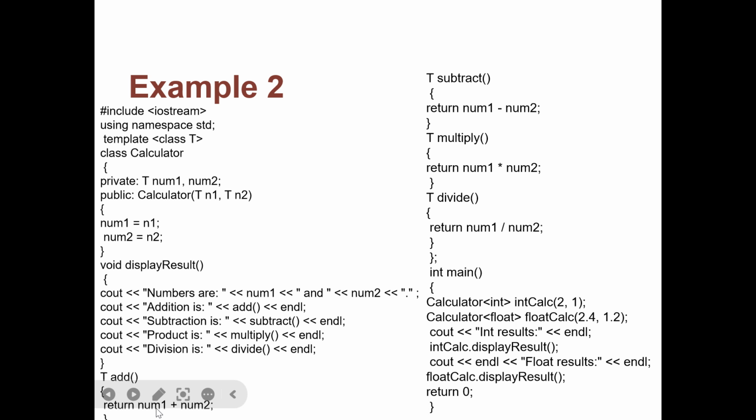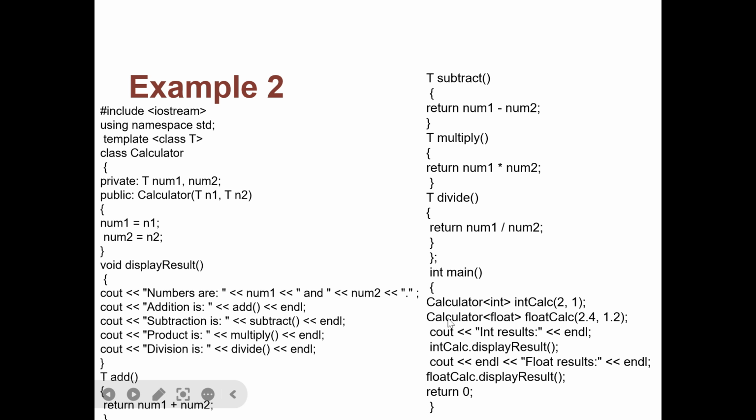Here we have n1 plus n2, both will be added and then stored in the add function. The next ones are subtraction, product and division. Okay, so all the function explanations are given here. In int main we have to create the object for the classes. Here we have the class name Calculator, and int is the data type on which we are going to operate the function, and calc is the object. The object is holding two values, 2 comma 1. Both are integers, so here we have given int.